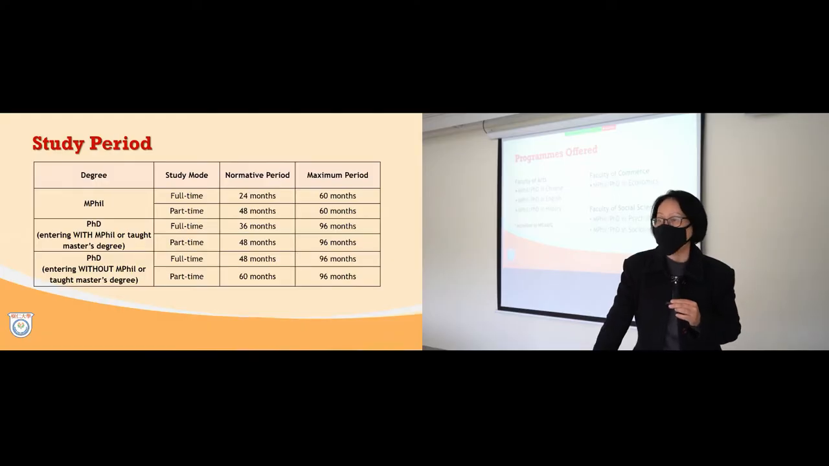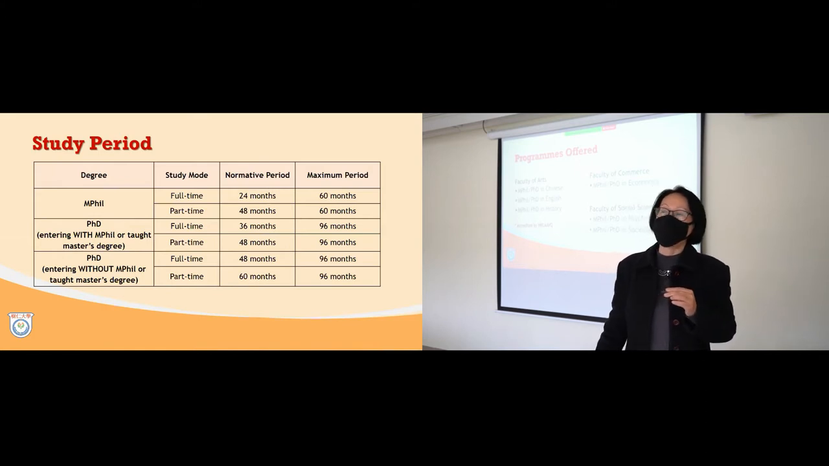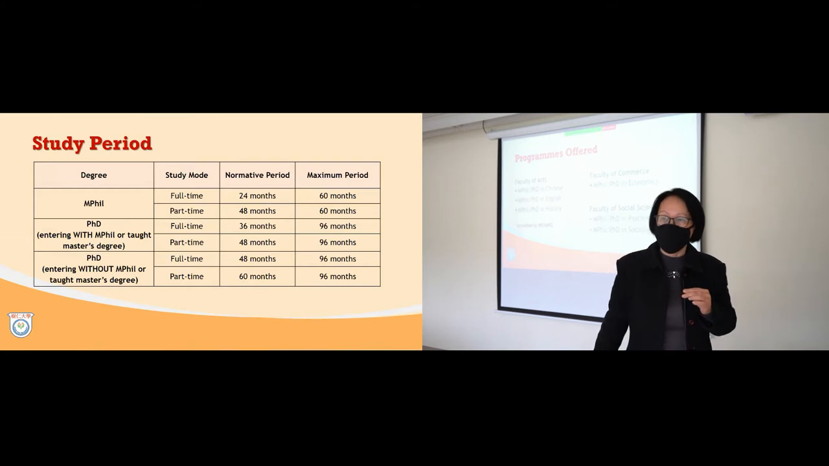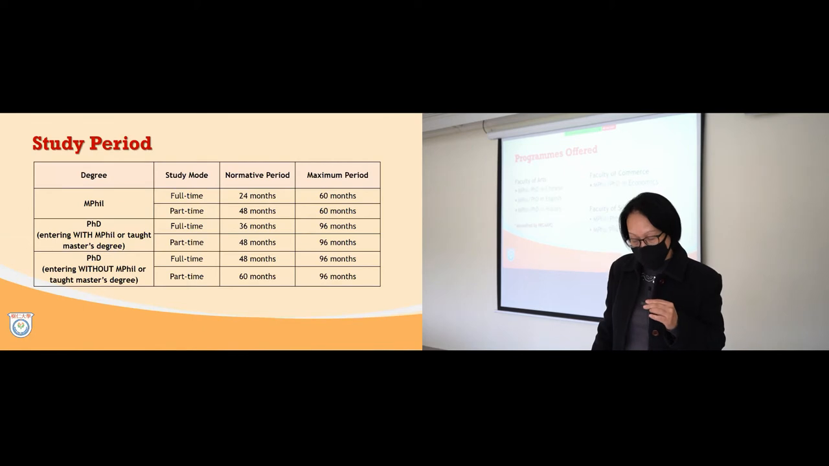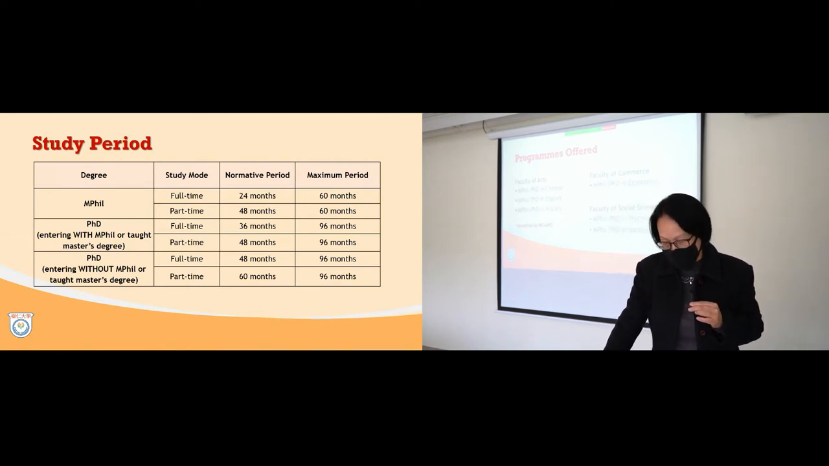For PhD programs, there are two types of students entering in the PhD programs. The first type is those who already have a master, MPhil or taught master degree. They already have a second degree, okay? That means the master degree. So the full-time normative period is 36 months, 3 years. And part-time is four years.